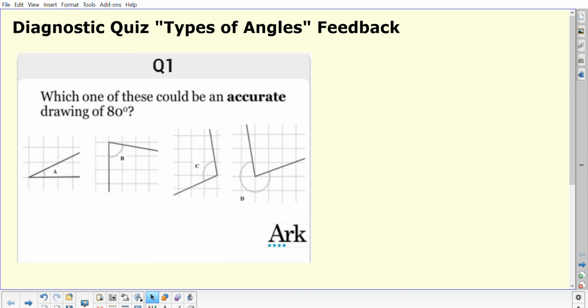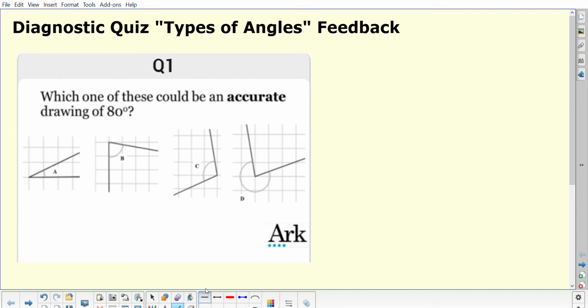So in the lesson yesterday you were introduced to types of angles, and then you had to work through this quiz to check up on your knowledge of that. So first of all, you have been asked which of these diagrams could be an accurate drawing of 80 degrees.